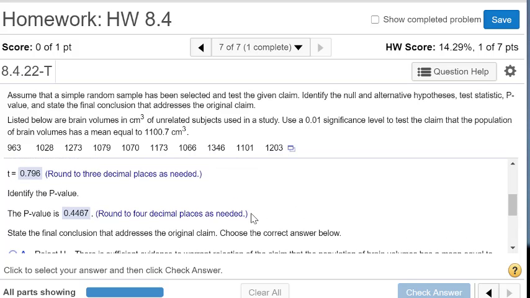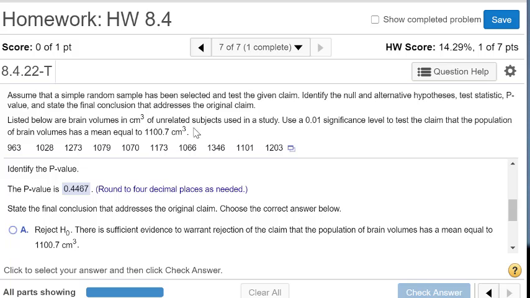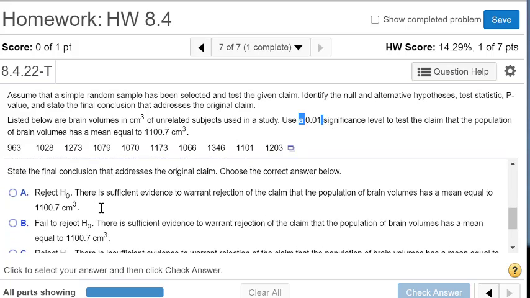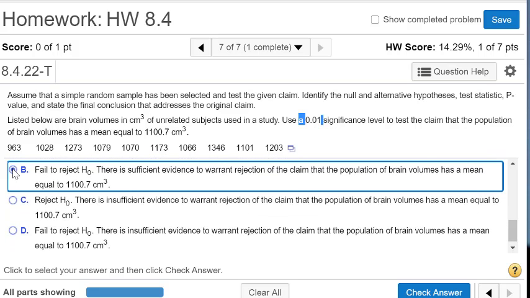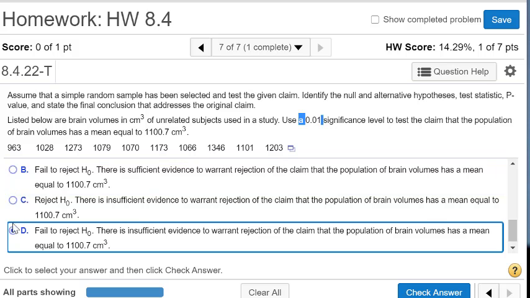Now our p-value is really large, and so it's definitely bigger than 0.01, the significance level. So we are unable to reject the claim, so we're going to fail to reject the claim for this one. So our answer is either B or D.